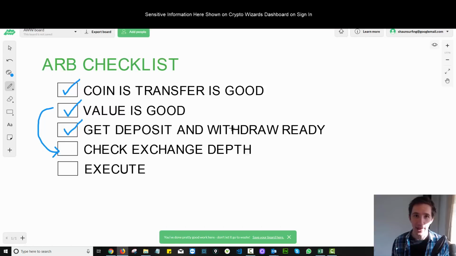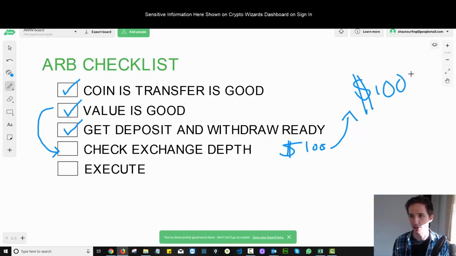That said, what the Crypto Wizards platform is doing is only checking the depth on $100, just to make sure this is a legit trade, that this is something worth your time. The reality is for a lot of the trades, they could be $1,000 ARBs, they could be $8,000 ARBs, they could be massive. And some of them truthfully are massive. So you want to check how much money you can actually trade here, because you want to make profit.